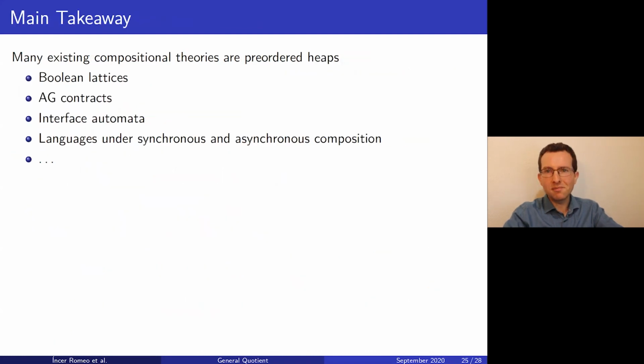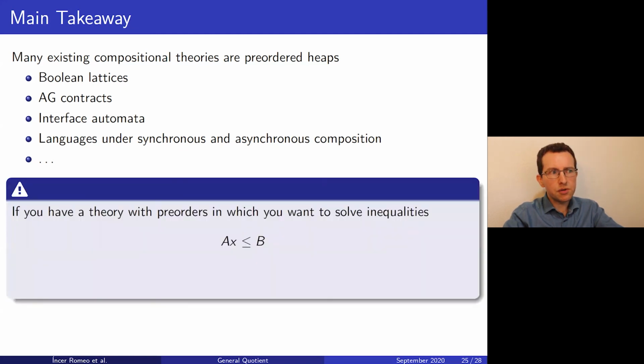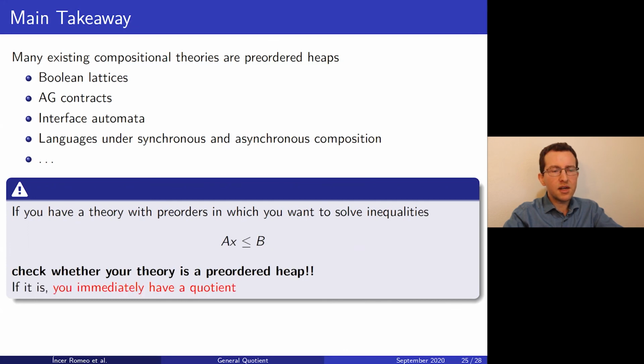What is the main takeaway? Many existing compositional theories are preordered heaps: Boolean lattices, assume-guarantee contracts, interface automata, languages over synchronous and asynchronous composition. We show this in our paper. If you have a theory with preorders in which you want to solve inequalities of the form a x less than or equal to b, check whether your theory is a preordered heap. And if it is, the theory of preordered heaps immediately gives you a quotient.